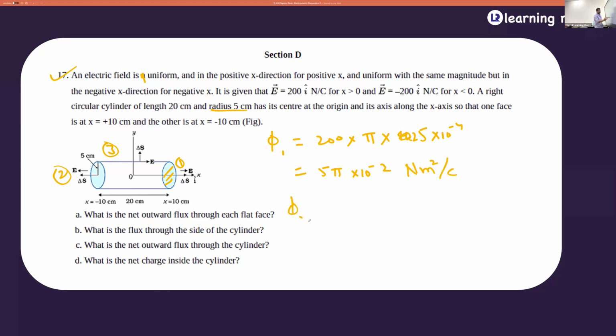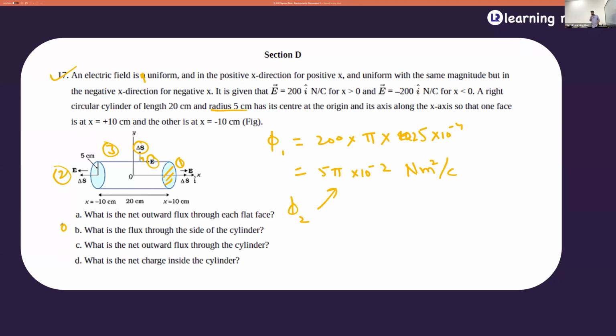What about the flux through the second flat surface? Same value. So what is the net outward flux through the cylinder? For that you need to calculate the flux through the side of the cylinder. What is the flux through the side of the cylinder? Why is it 0? Because the area vector is upward and the electric field is like this, so the angle between them is going to be 90. So here it is going to be 0.